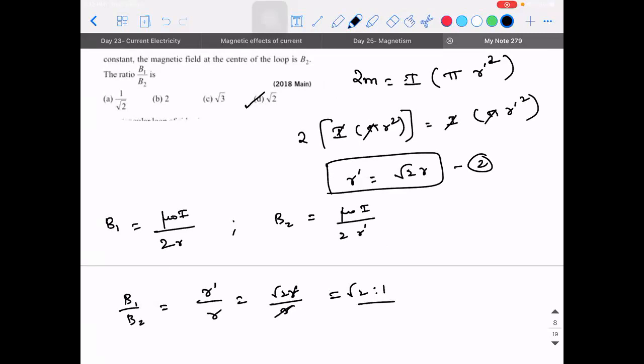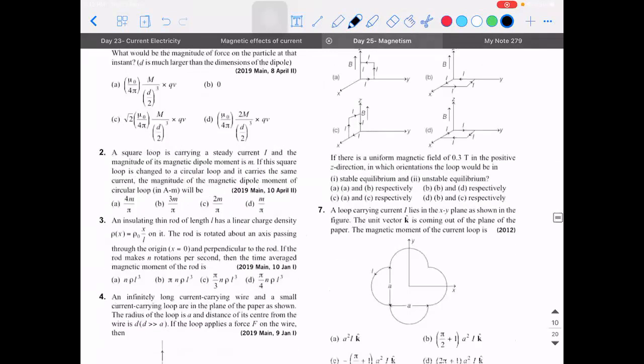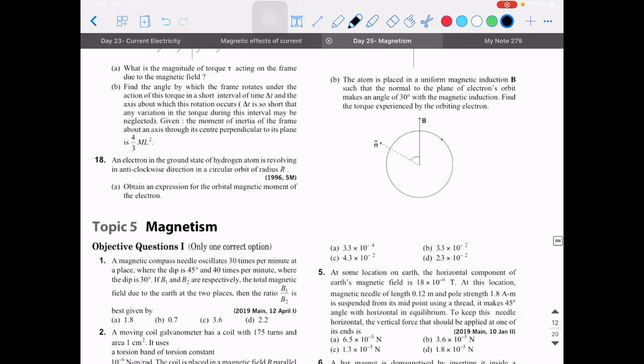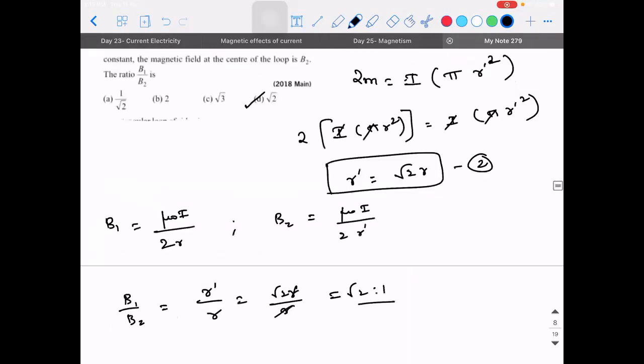So this is all about magnetic dipole moment. The next part is magnetism. That is your 5th chapter. Okay, this we can see tomorrow. Before that, what we will do is we will do some problems based on galvanometer.